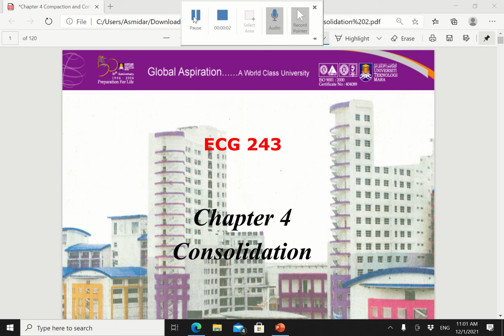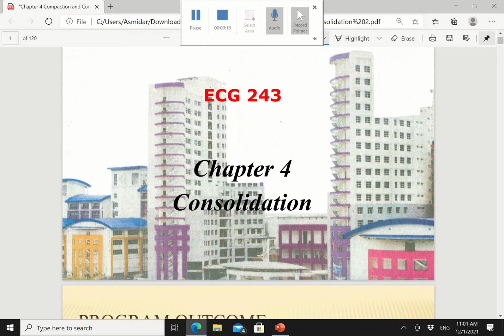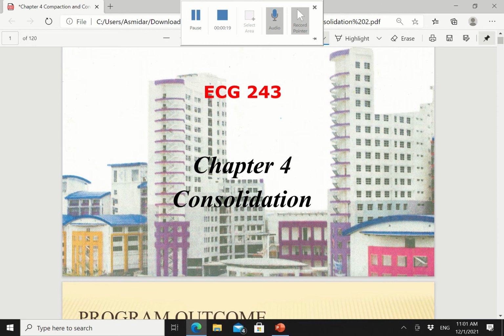Okay, right. Hi everyone, and today we want to consider the last part of chapter 4. This is the subtopic of consolidation. So, why is consolidation discussed under the same topic of compaction? Because if you want to see clearly, at the end your soil will be compacted, your soil will be decreased in volume, so that the soil will increase in density, and because of that the soil will increase in shear strength.